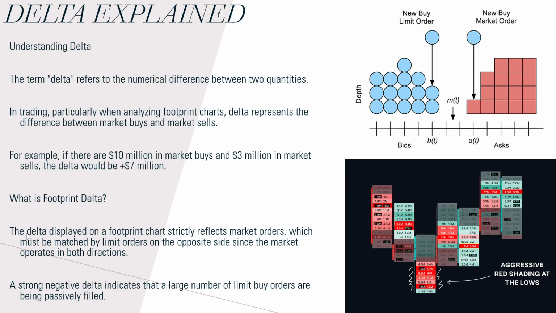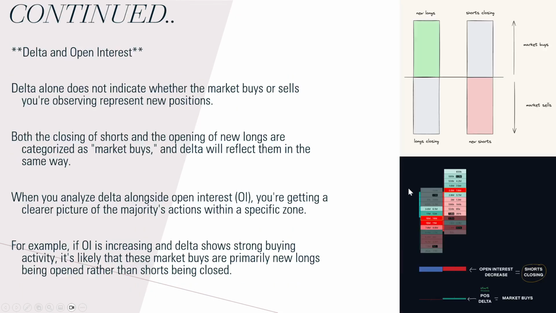What is footprint delta? The delta displayed on the footprint chart strictly reflects market orders, which must be matched by limits on the opposite side, since the market operates in both directions. A strong negative delta indicates that a large number of limit buys are being passively filled. So over here you can see aggressive reshadowing at the lows. These are limit buys which are being filled at that time. And what happens? Price moves higher.